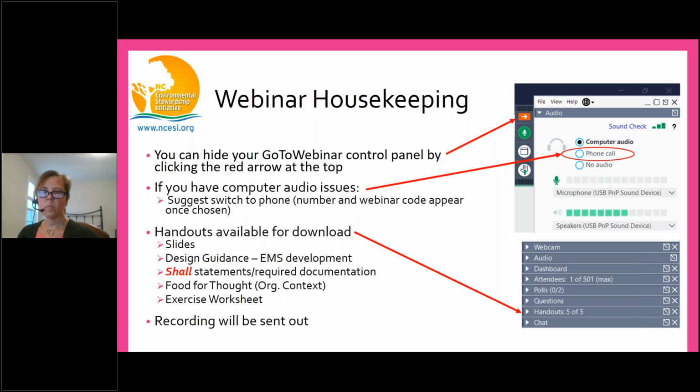The other thing that I wanted to highlight is there's a handout section of GoToWebinar, and we're going to be changing out the documents that we have in there as we go along. For today, we have a PDF copy of the slides that I'm showing. We have also something called a design guidance manual. We developed that for organizations that are implementing an EMS, and that takes you through the different steps on how to do that. We have a shall statement and required documentation Word document, which highlights everywhere there's a shall statement in the standard and where it requires you to have documentation if you're implementing an EMS.